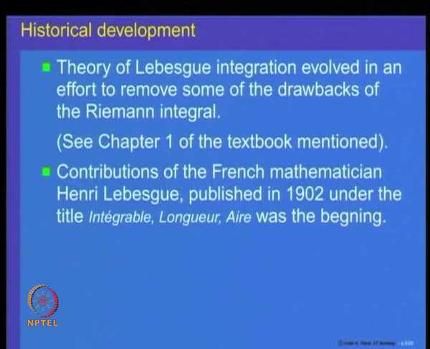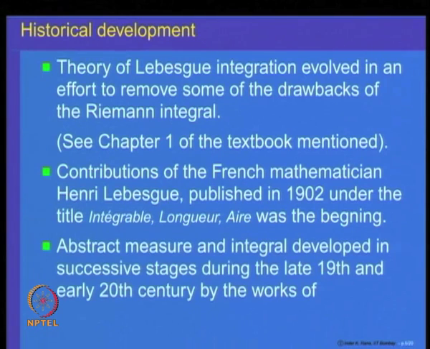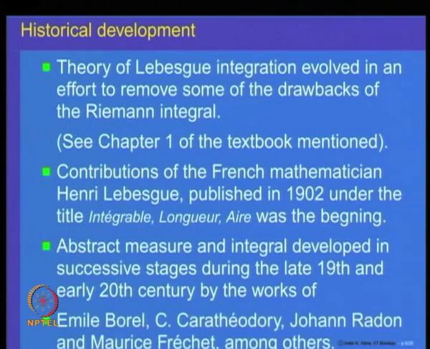Historically, this was developed by the French mathematician Henri Lebesgue, who published as a part of his PhD thesis in 1902 "Intégrale, longueur, aire", and then this was developed further into the abstract spaces by various mathematicians in 19th and 20th century, some of them being Emile Borel, Carathéodory, Radon, and Fréchet, among others.